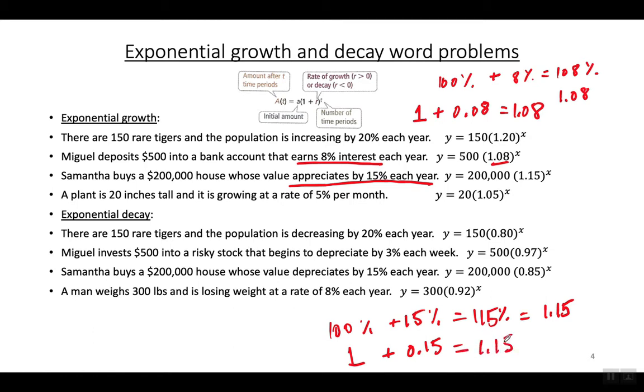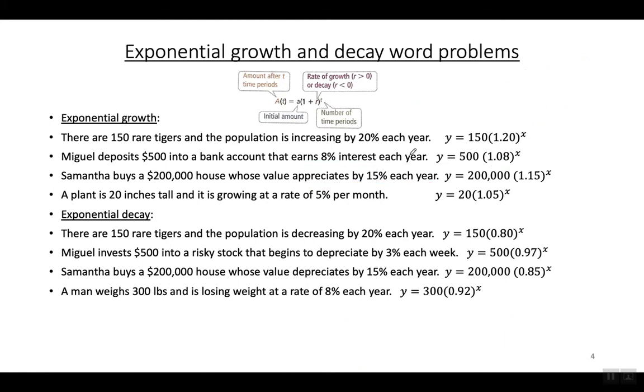All right. And on the bottom, it's the same thing, but with exponential decay. So, for example, in this example, you start with 150 rare tigers. That's my initial amount. Now, the population is decreasing by 20%. So there's two ways to think about it. One way is 100%, and it's decreasing. That means minus 20%, which will equal 80%. But you've got to change it to a decimal by moving the invisible decimal point 2 times to the left. So it's 0.8 or 0.80. That's why I wrote here 0.80.